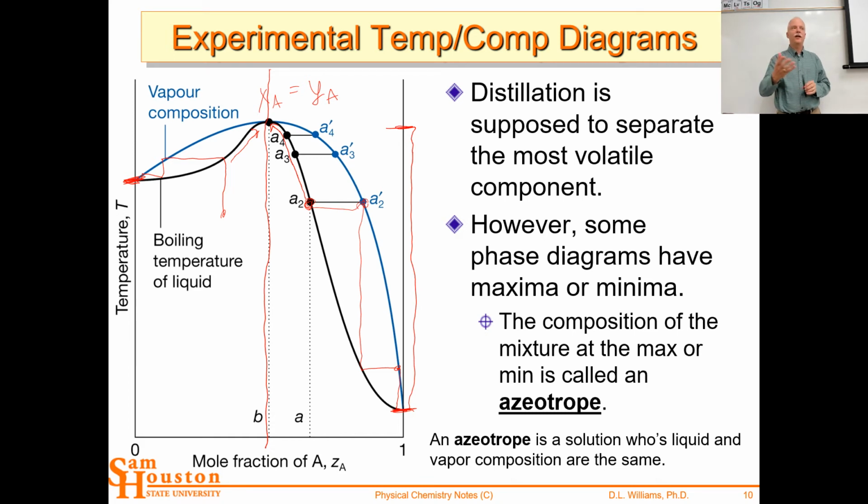So I would like you to be able, if I dropped you anywhere in this diagram, to tell me what's going to go on if you boil. So if I put you here, like if I just drop you right there, what would happen if you boiled that? You just narratively tell me, okay, I would collect A in the collection flask, and my pot would move towards the azeotrope. And eventually my azeotrope would start to come over.